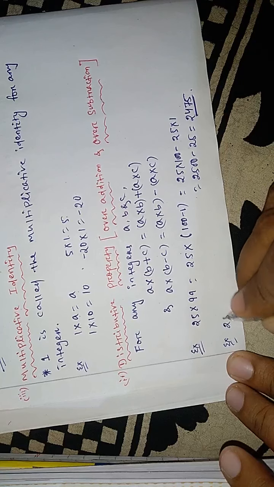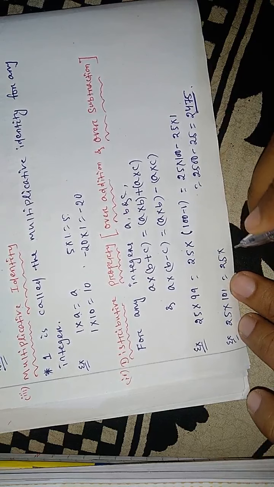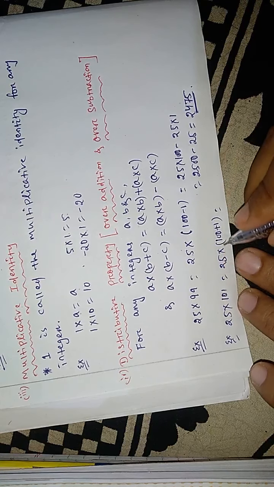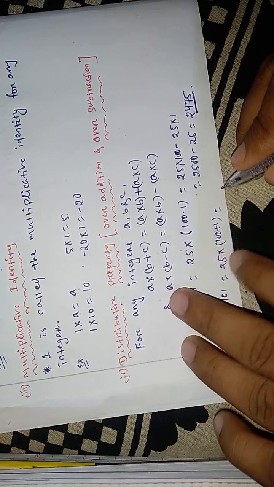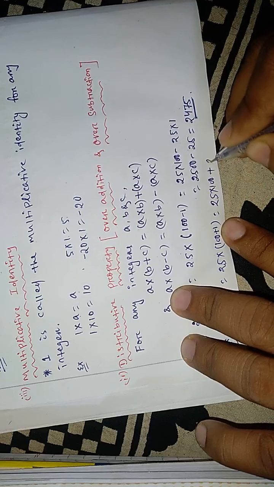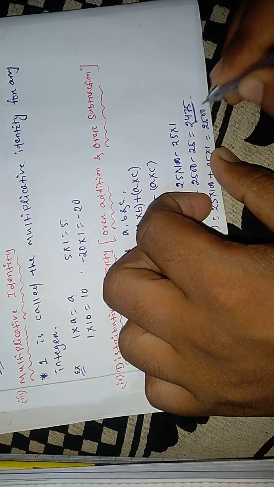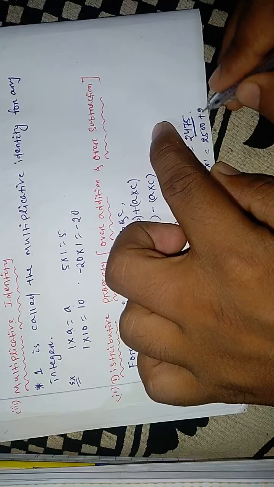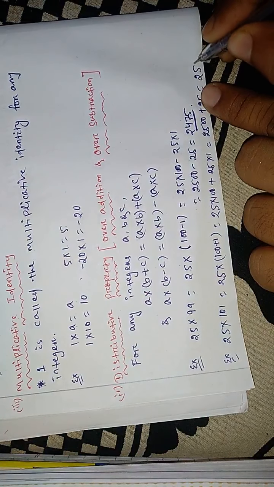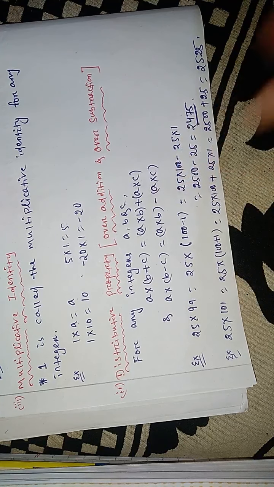Let's take another example. Suppose I have taken 25 into 101. This can be written as 25 into (100 plus 1). So A into (B plus C) is equal to A into B plus A into C, which means 25 into 100 plus 25 into 1. 25 into 100 is 2500 plus 25 into 1 is 25. Now the answer is 2500 plus 25 is 2525. So this is called the distributive property over addition and subtraction.